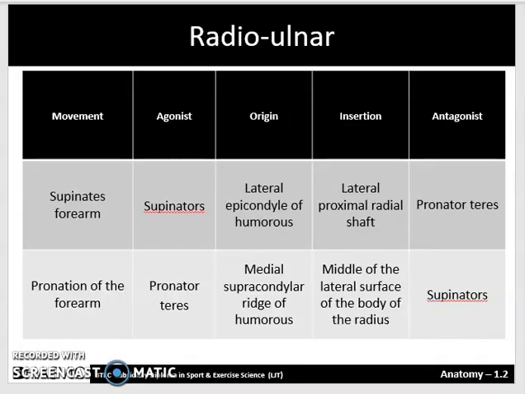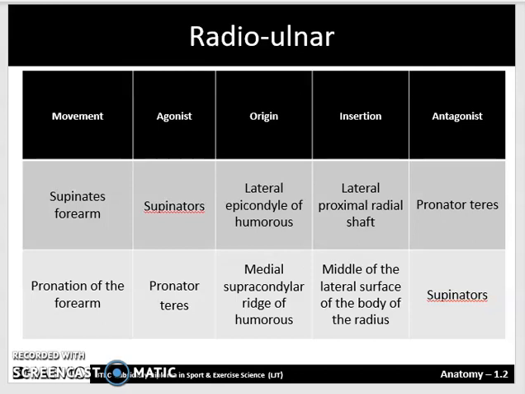For the radial ulnar bones, the joint, when the agonist is supinators, the movement will be supinate forearm, the origin will be lateral epicondyle of humerus, the insertion will be lateral proximal radial shaft, and the antagonist will be pronator teres. Obviously, when the agonist is pronator teres, the antagonist will be supinators.